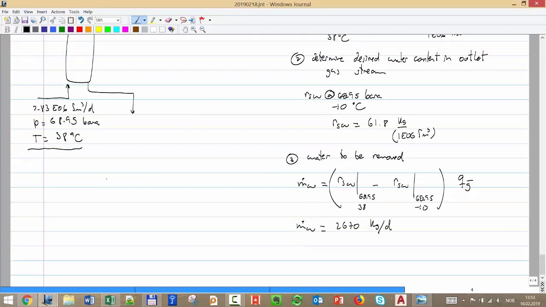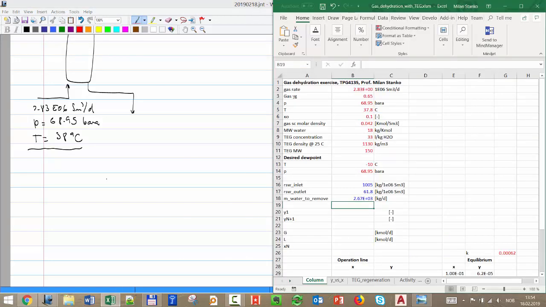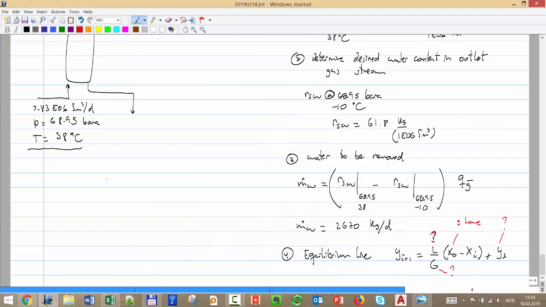Okay, now the fourth step is I want to calculate the equilibrium line, and for the equilibrium line, that tells me that Yi plus 1 is L over G times (X0 minus Xi) plus Y1. Okay, so I need L, the molar flow rate of TEG. I need G, the molar flow rate of gas. I need Y1, and X0 I have. This one I have from the regeneration. That one was given here, 0.1. So I have to calculate all of those.